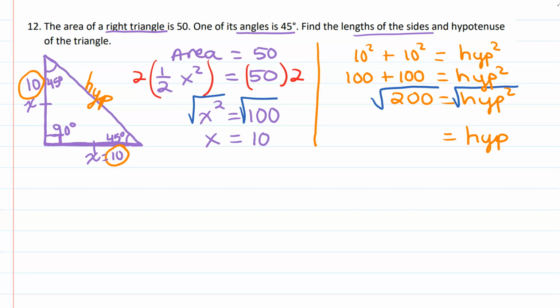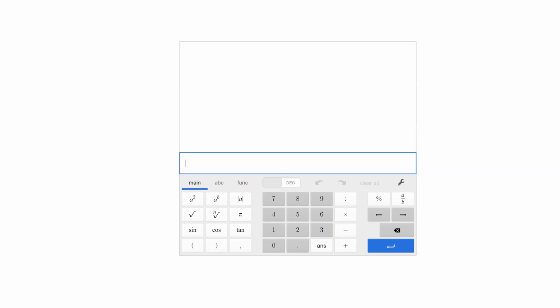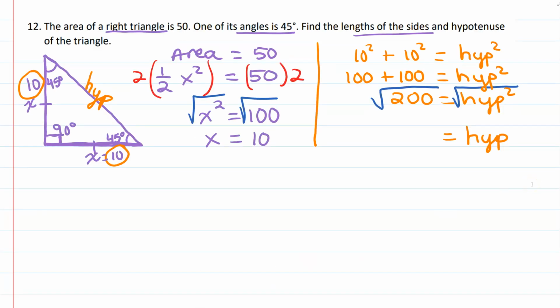Let's use the calculator. Let's go to this calculator here. We would say square root of 200. Square root of 200 is 14.14. So let's go back. We would say the hypotenuse is roughly, approximately 14.14. And that is the answer to this question.